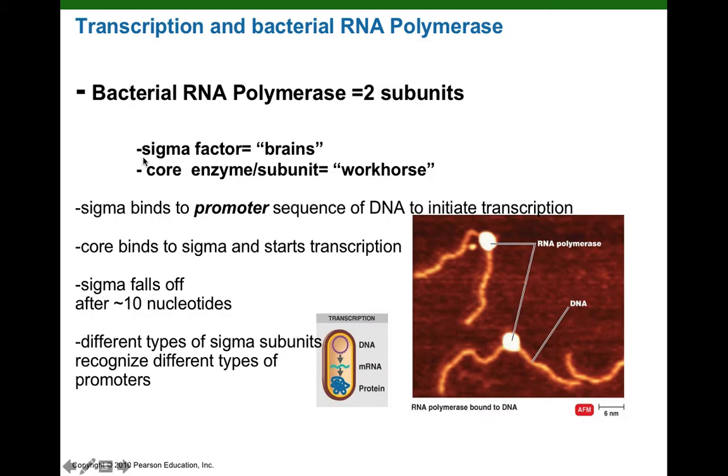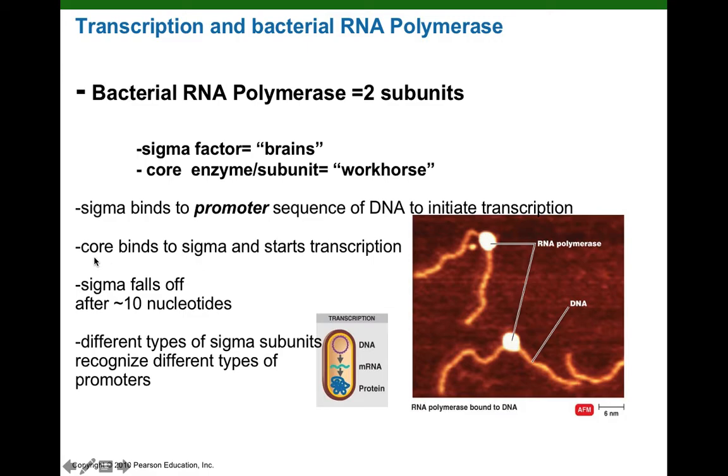The reason we say that the sigma factor is the brains is that it's the part of the RNA polymerase that can recognize that special DNA sequence called the promoter. So it's the sigma subunit, the sigma factor, that gets RNA polymerase to bind at the correct site on the DNA called the promoter, so that transcription can be initiated. And initiate is just a fancy word for to begin or to get started.